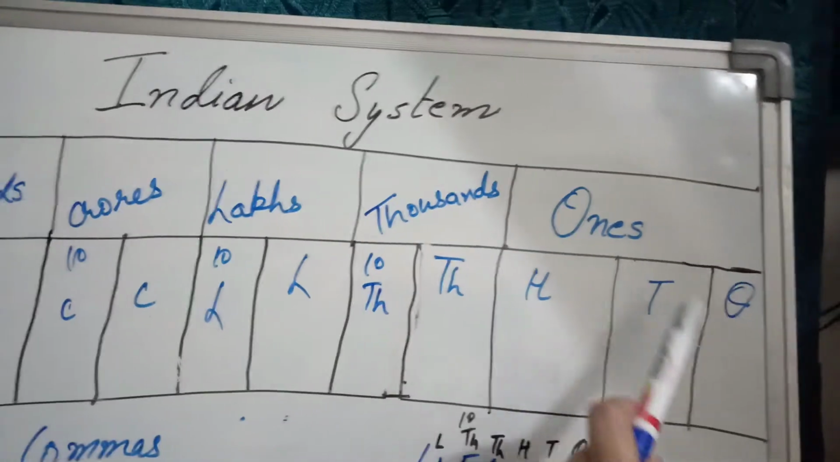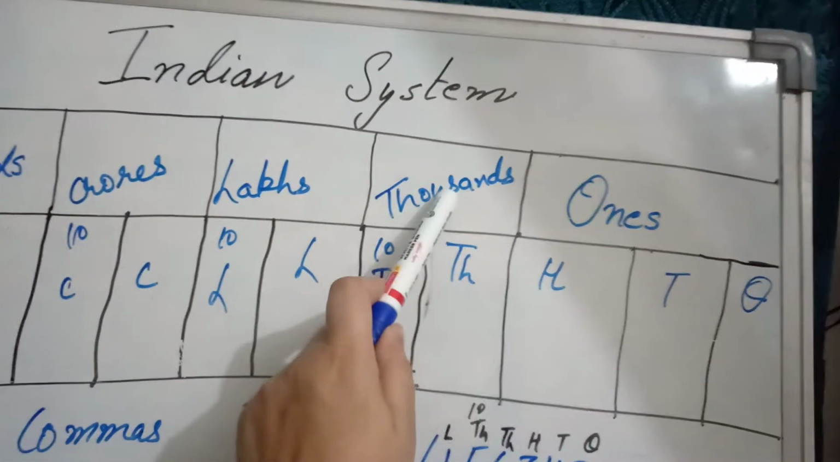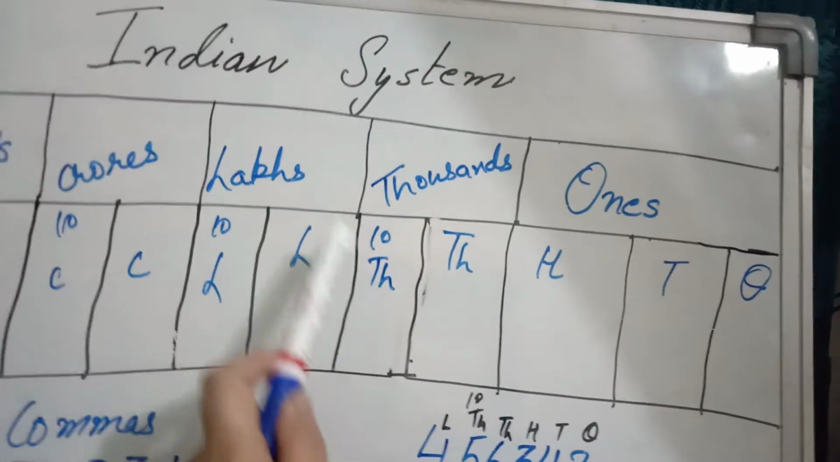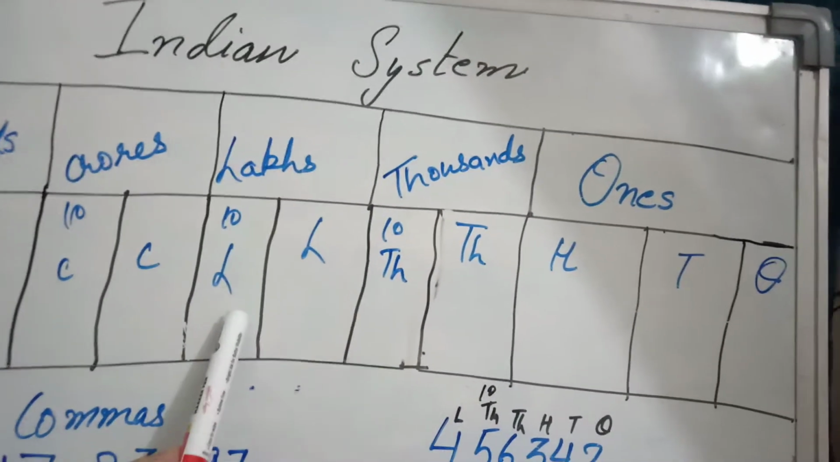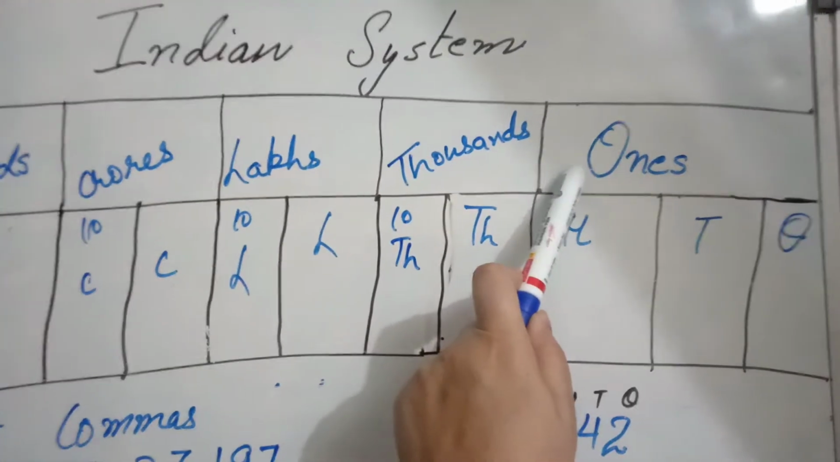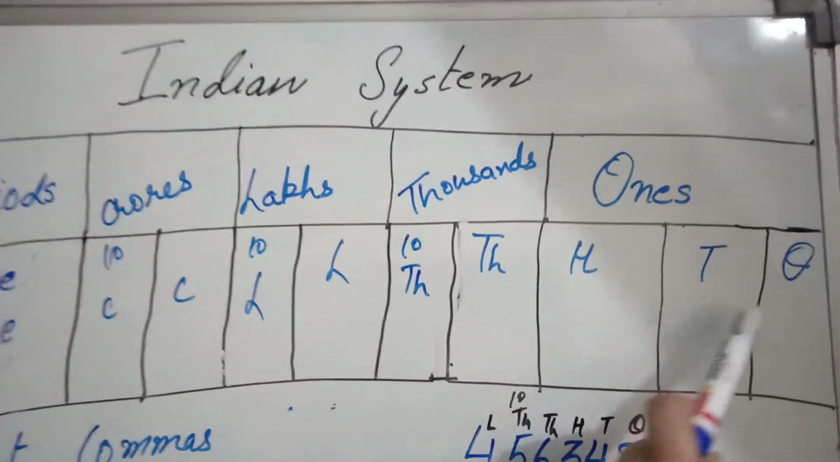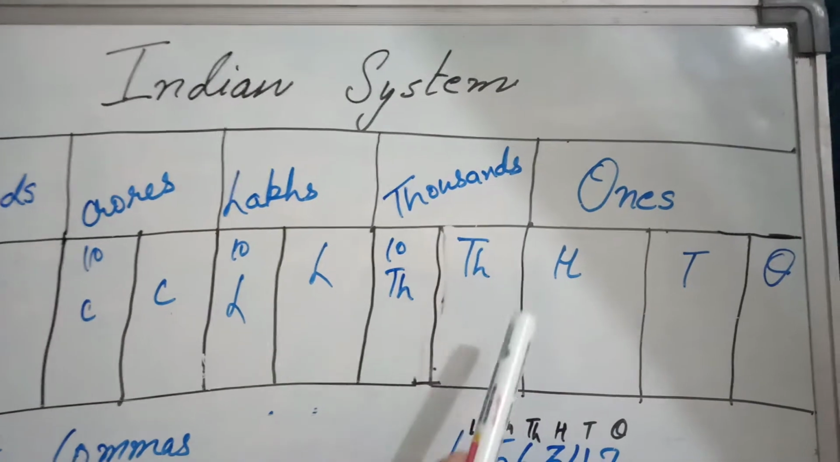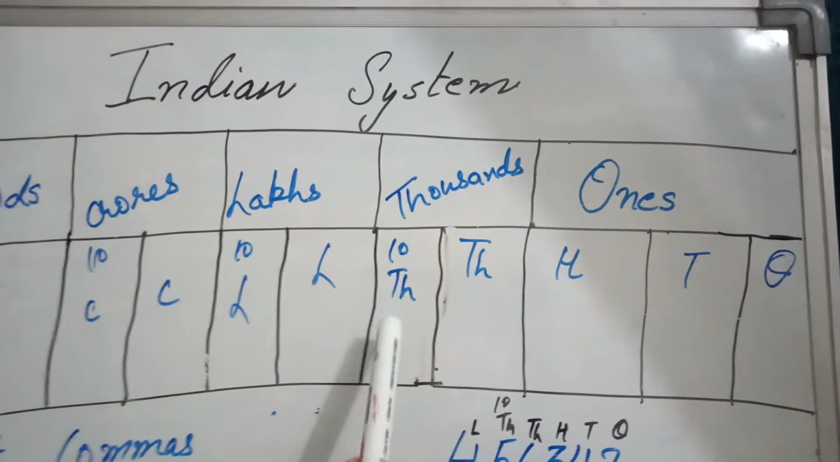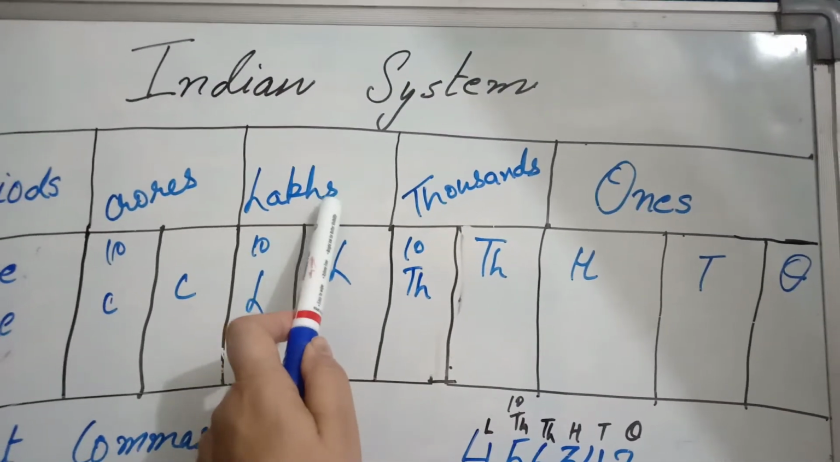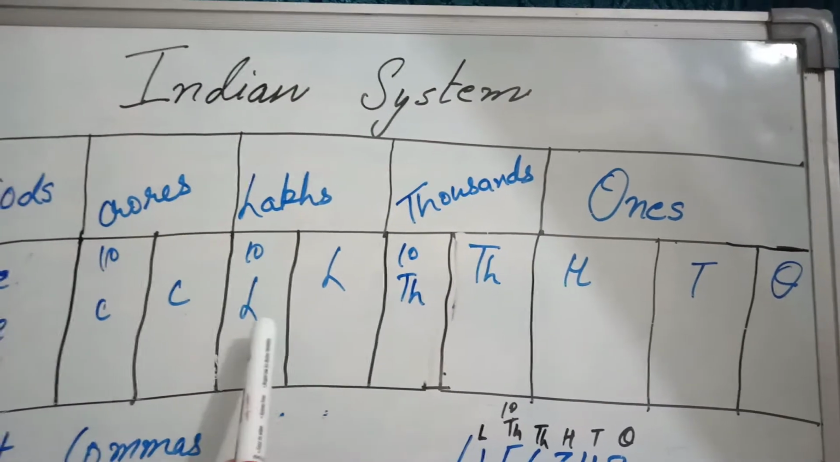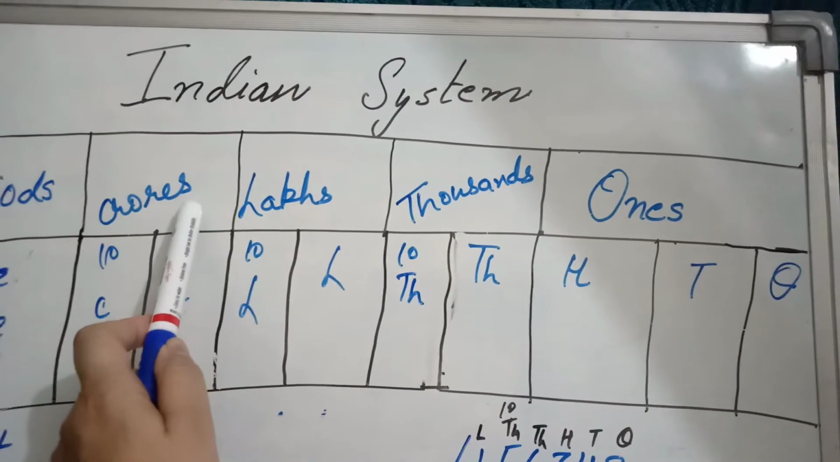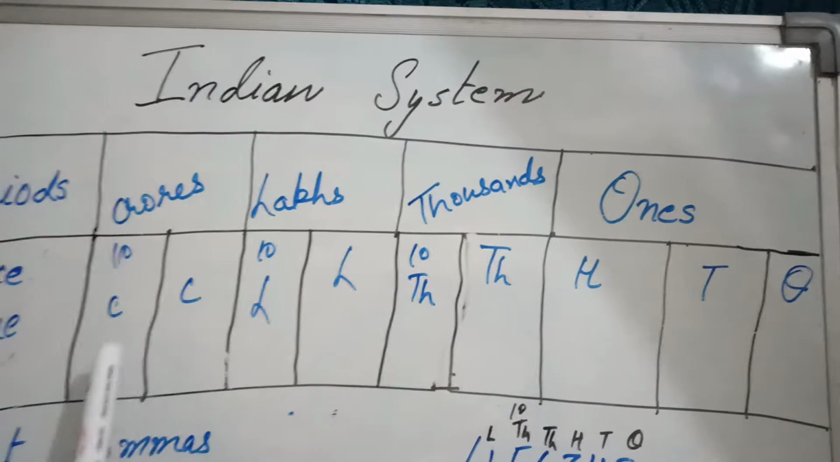Ones period 3 digits, thousands period 2 digits, lakhs period 2 digits. Ones period has 3 digits: ones, tens, hundred. Thousand period has 2 digits: thousands, 10,000. Lakhs period has 2 digits: lakh, 10 lakh. Crore period has 2 digits: crore, 10 crore.